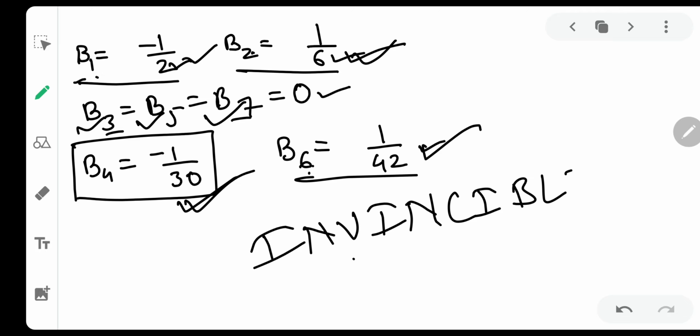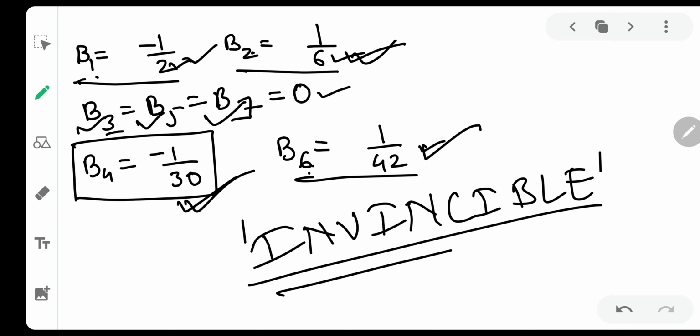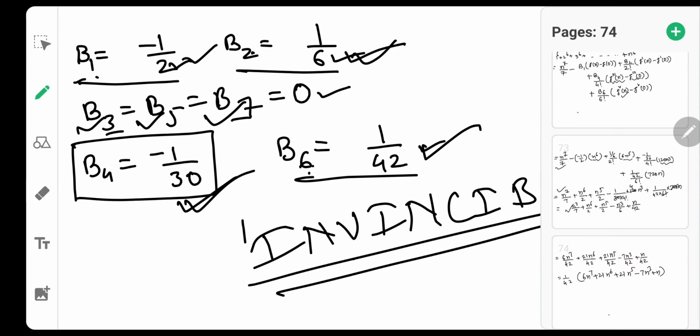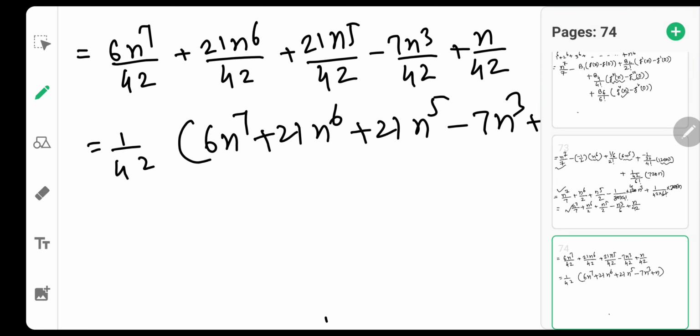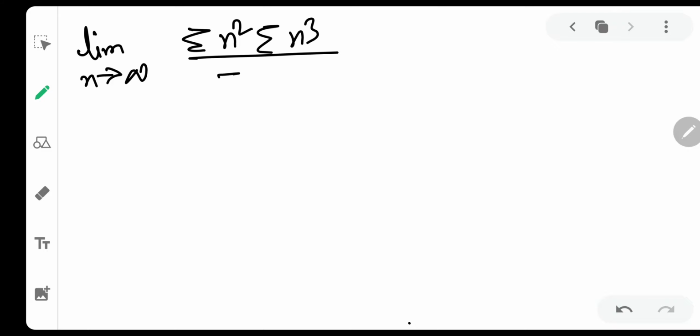Okay, no sum can defeat you if you remember these values. Now moving ahead, we have remembered all of these values. Now let us get back to the sum. So our sum was limit n tends to infinity, summation n square, summation n cube upon summation n raised to 6. So let us solve it.